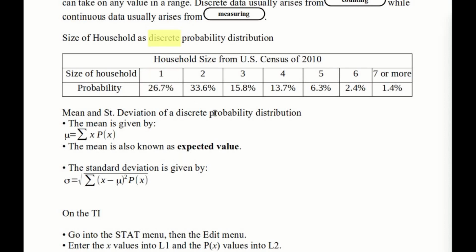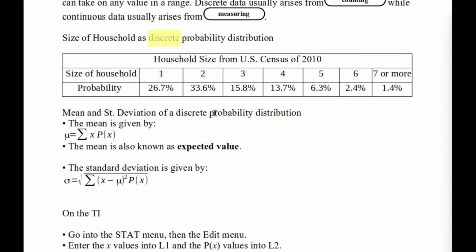So for example, this says that 26.7% of households in the United States at the time of the 2010 census had only one person living in them. And similarly, 33.6 for 2 people, and all the way up to 7 or more. So you might look at this and say, well, this is an observation. This is taken from asking people how many people live in their house. And in a sense, this is a true discrete probability distribution. There is no underlying probability that different households have different sizes. We simply went out and measured.